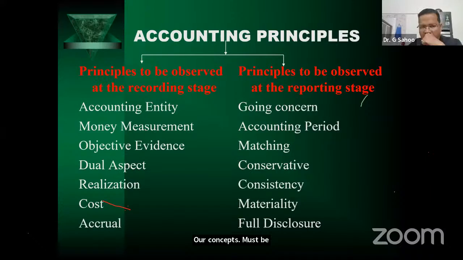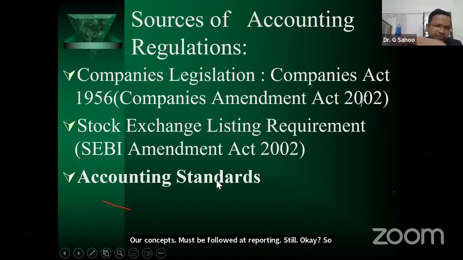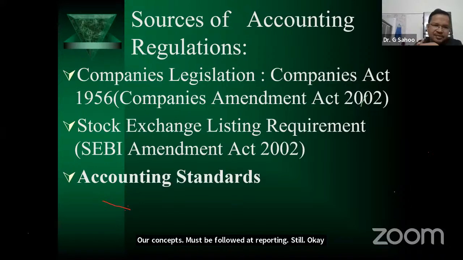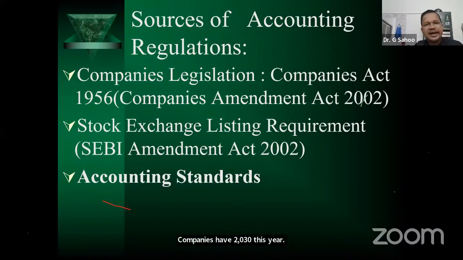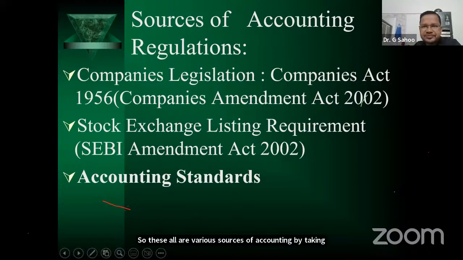Okay, so these are the sources of accounting regulation of any country. That means in order to develop the accounting regulations, these are the sources. In India, there is Companies legislation, the Companies Act. Earlier the Companies Act 1956 was there. Again, the Companies Amendment Act 2002 was also there. Now the Companies Act 2013 is there. Again, the SEBI Amendment Act 2002 is also there, and accounting standards are there, and other company laws are also there. So these all are various sources of accounting regulation. By taking those sources, we are able to develop the accounting regulations.